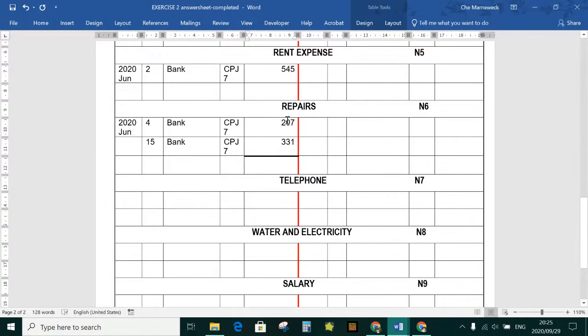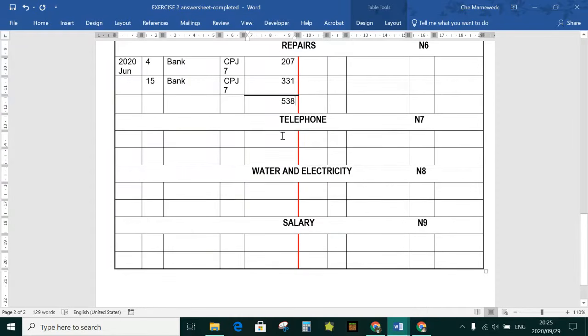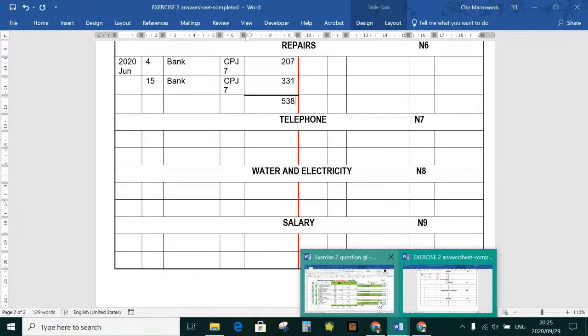We then need to add these values up to get the total. So we add it and we get 538 Rand. What is the total value of repairs for June? It is 538 Rand. We then move on to telephone.